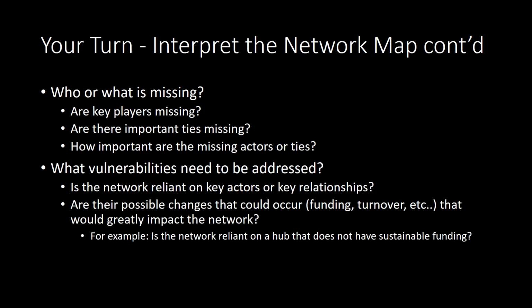And finally, based on your discussion in response to all of these questions, what vulnerabilities might the plot suggest about the system? What vulnerabilities need to be addressed? Is the network reliant on key actors or key relationships? Are there possible changes that could occur, such as funding or turnover, that would greatly impact the network? For example, is the network reliant on a hub that does not have sustainable funding?